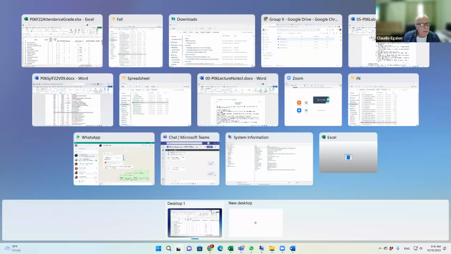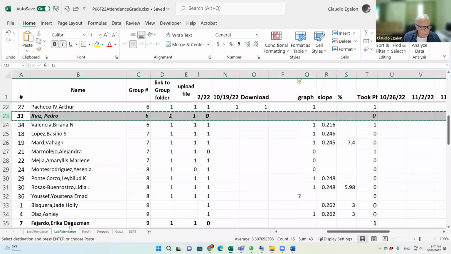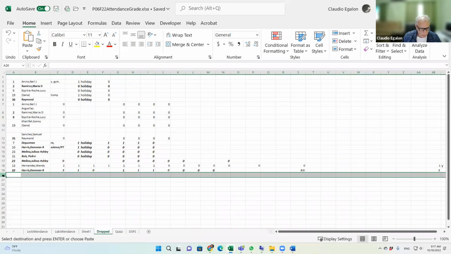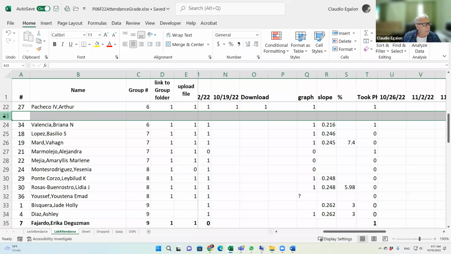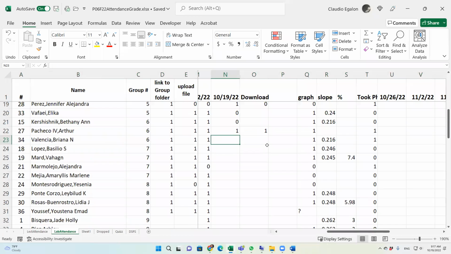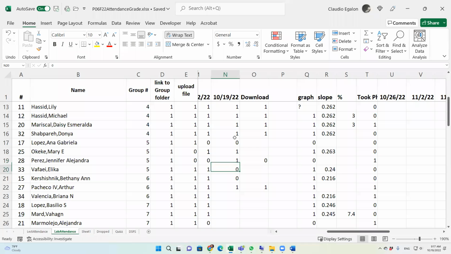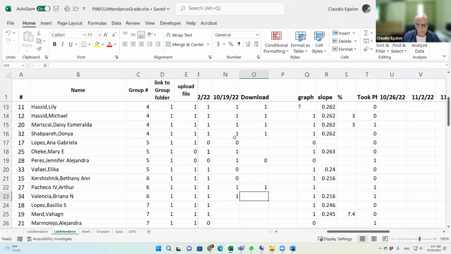Oh, what did I do here? Because Pedro Ruiz is no longer with us. Let's put it here. Lab attendance. Brianna. Professor, Mary is here. Oh, okay, good. So check with your group members what we are doing, Mary. Okay, check with Jennifer, and you're supposed to download a file in a folder from your group folder, okay? Brianna Valencia, let's see. Yeah, Brianna Valencia is here. Did you download the file in the folder, Brianna?